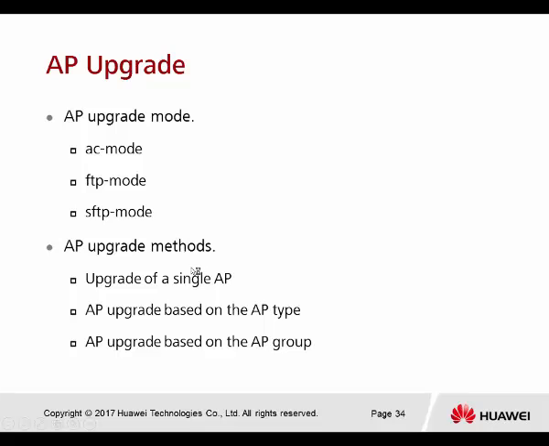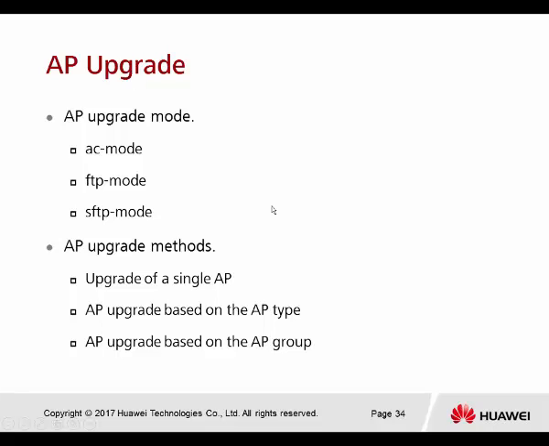AP upgrade methods. Upgrade of a single AP. We can upgrade the system software on the APs one by one, or based on the AP type, so only the same AP model will be upgraded at the same time, or based on the group. We can group different APs in the same group, named group A, group B, or maybe group C. Right now I only want to upgrade the group A APs, so you can also upgrade based on the group.